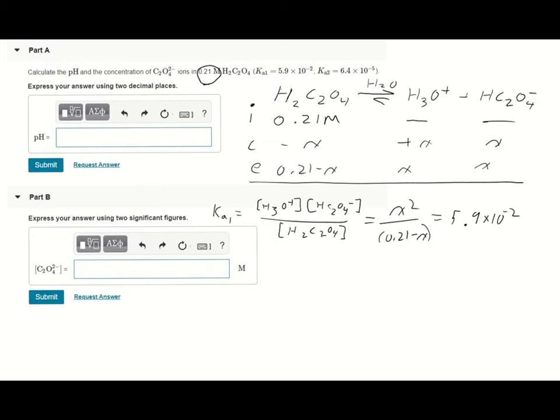Now, unfortunately, we want to make the assumption, right? There is nothing more we would like in this world than to say that 100 times our Ka is much, much less than what we're subtracting it from. Unfortunately, if we multiplied 100 times 5.9 times 10 to the negative second, it would wind up being greater than that. So we are stuck doing the quadratic equation. So buckle in for a fun time of algebra.